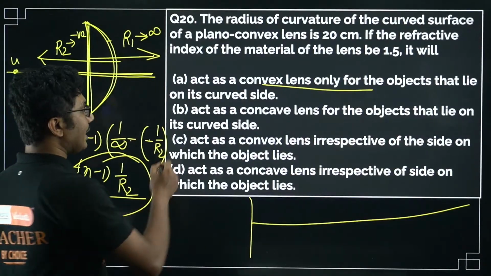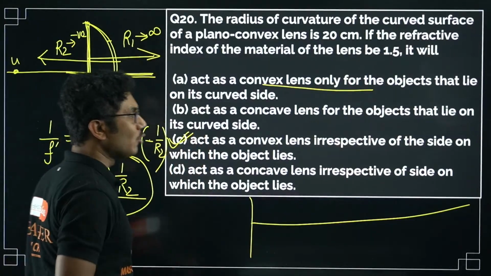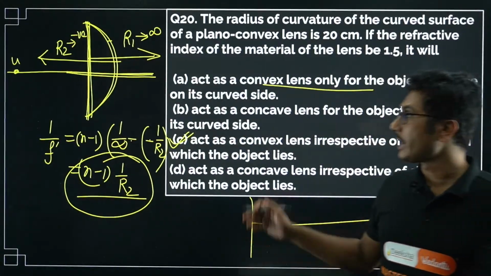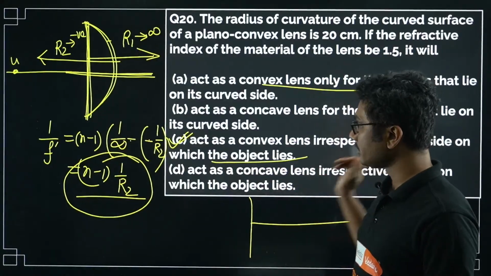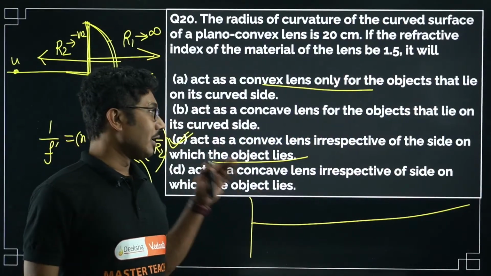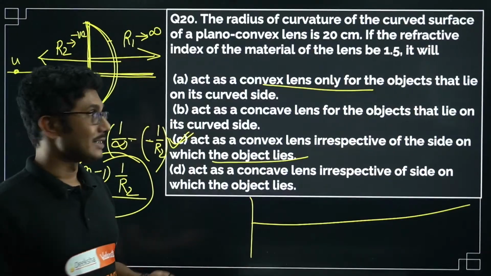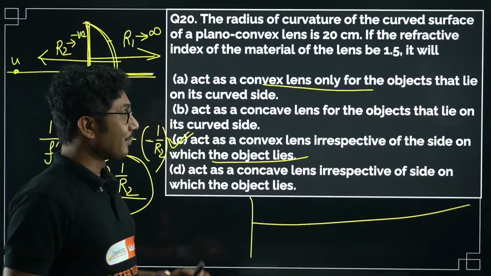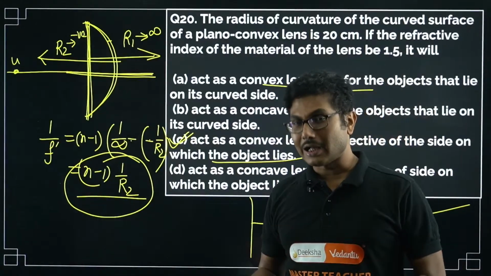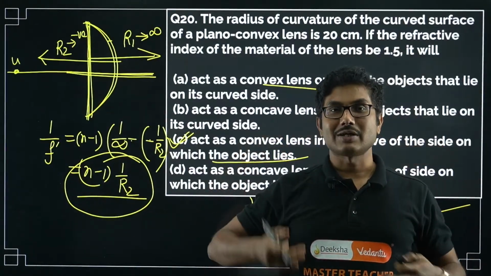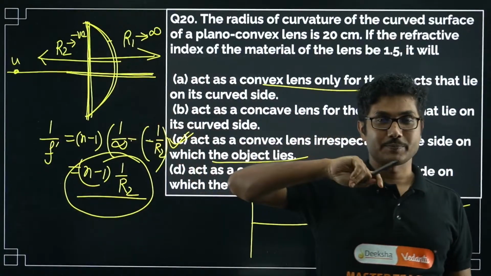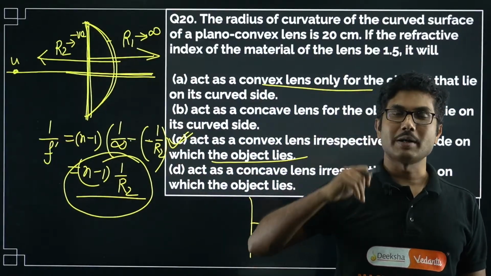So it will act as a convex lens no matter where you keep the object. It does not matter, it will always behave like a convex lens, right? Now you have to generalize that a convex lens or a concave lens remains convex or concave irrespective of which surface it is facing. That is the basic important part you have to remember.